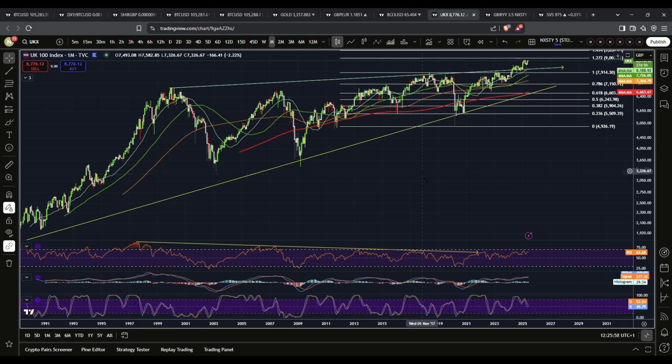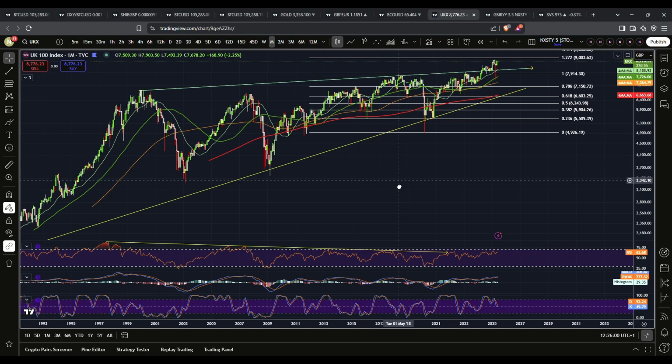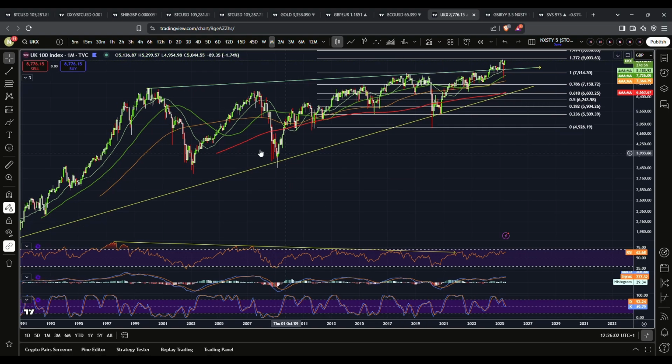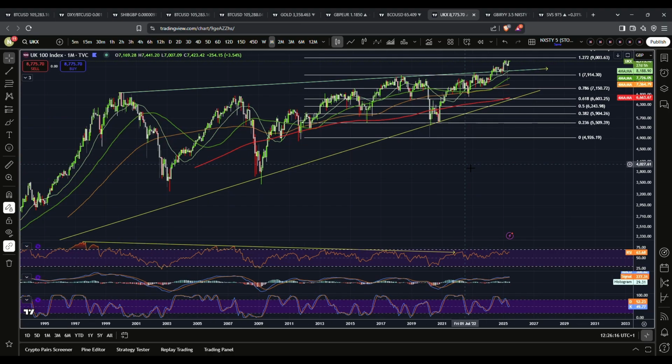We can see that despite everything, despite all this data, on the investment side, for people who invest in the UK 100 index or FTSE, it's been a good ride for investors. You can see that the UK 100 index is holding, the FTSE is holding pretty well, making new all-time highs.